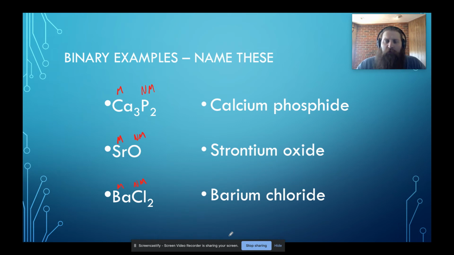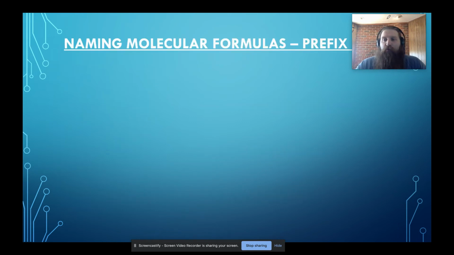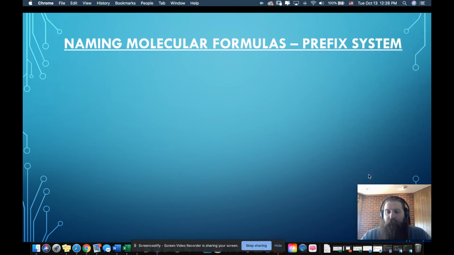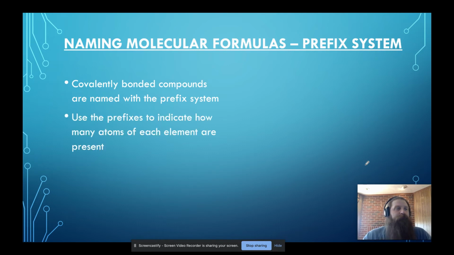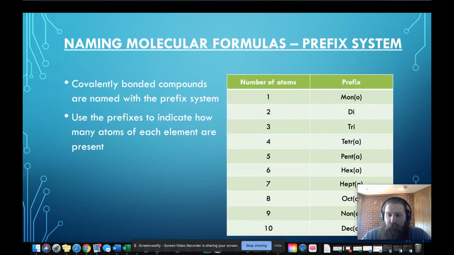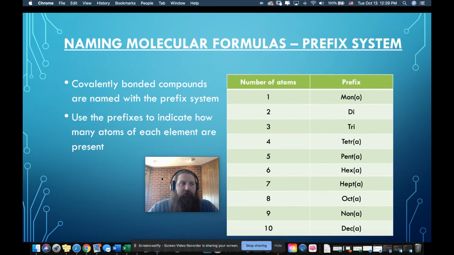So let's look at these molecular formulas. All right, the prefix system. What is the prefix system? So if you're covalently bonded, we name you differently. That way the name tells the reader, hey, this is not an ionic compound. This is the actual molecule. We use prefixes to indicate how many of those atoms are present. And here are the prefixes, all right? You probably learned them in geometry.